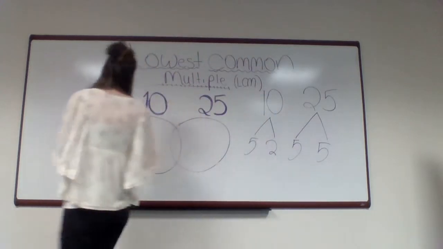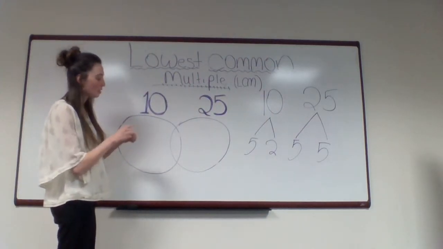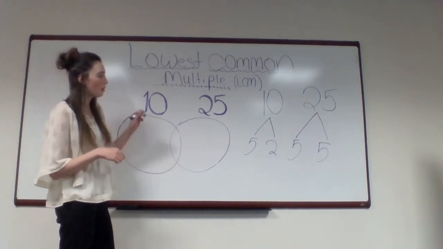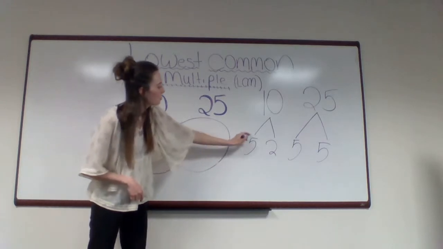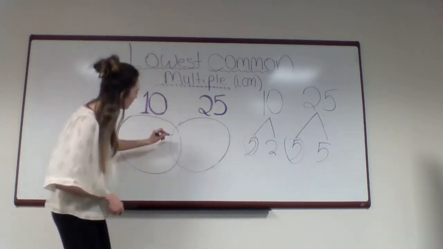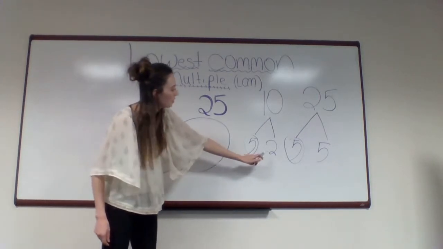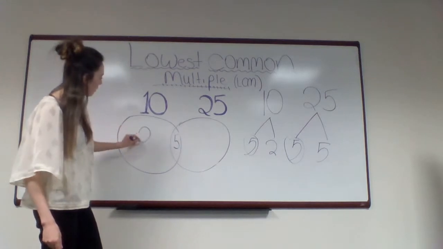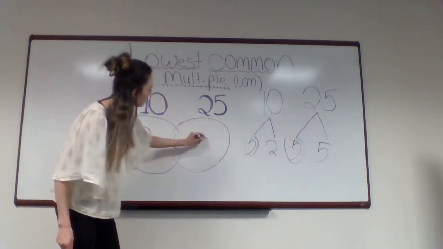So I created a Venn diagram to just make it easier for us to see the numbers that these two numbers share. So the numbers that they share are this 5 and this 5. So here we'll put the 5 in the middle, and we are left with a 2 for the 10 and a 5 for the 25.